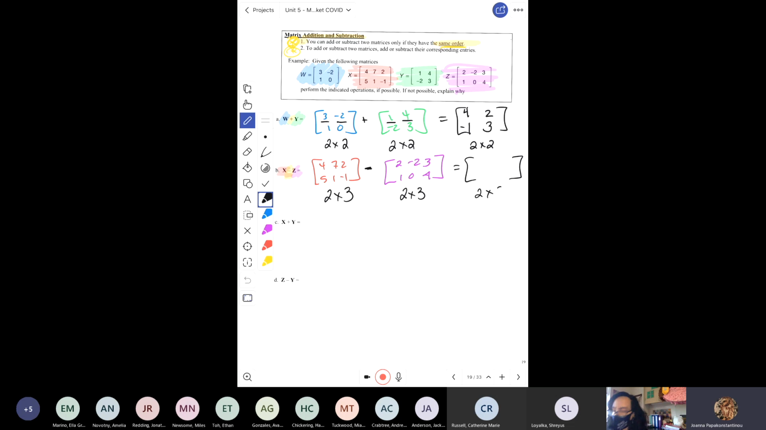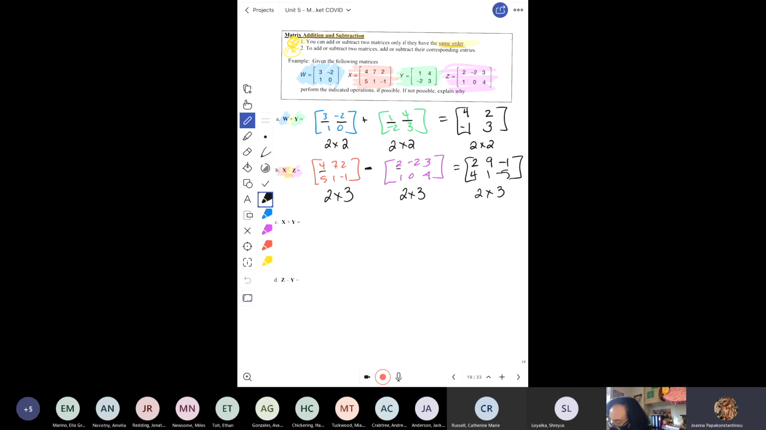What is in the 1, 1 position? 4 minus 2, 2. Keep going, read it row-wise. Fantastic, okay? Now, let's look at the next example.